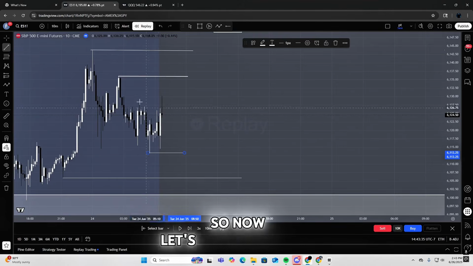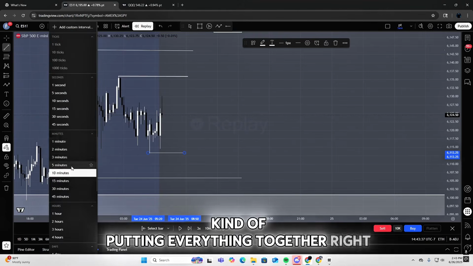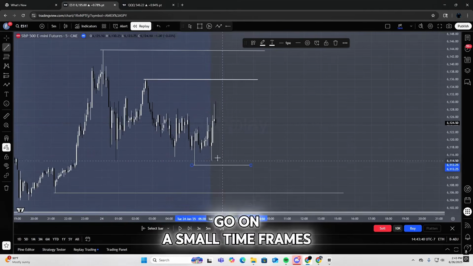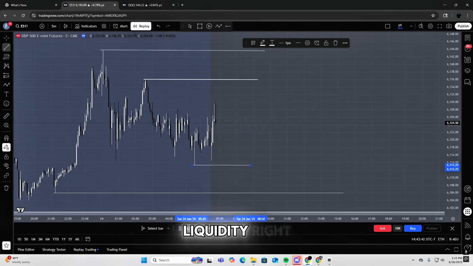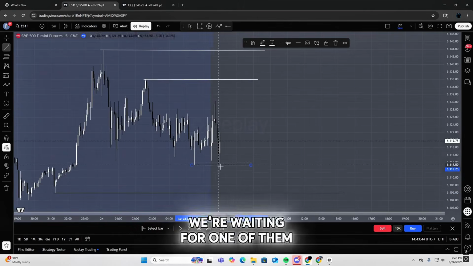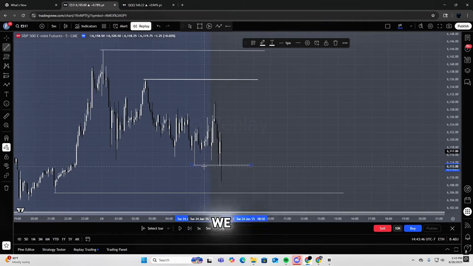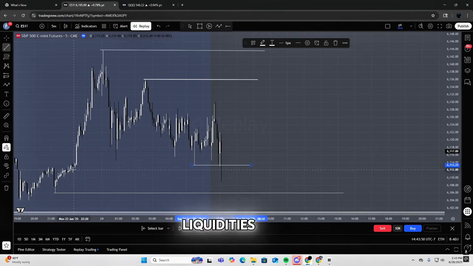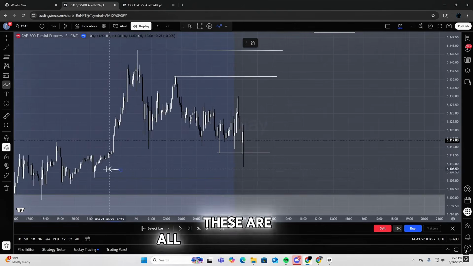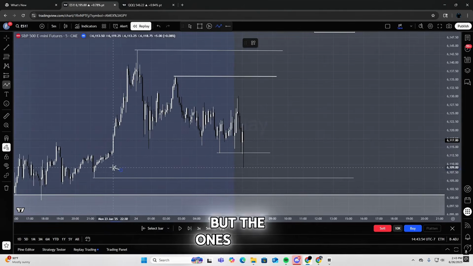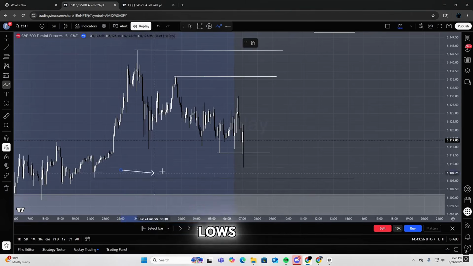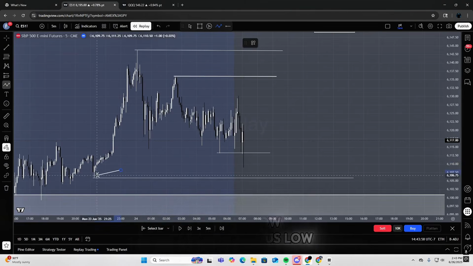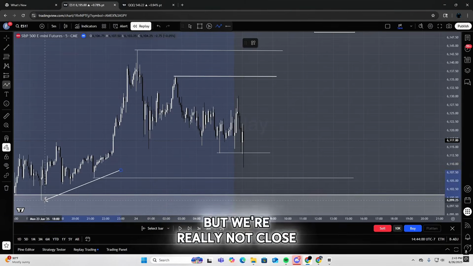All right, so now let's start putting everything together. Let's go on the small time frames. We already marked our draws on liquidity, so as of right now, we're waiting for one of them to get swept. Right here, we saw this liquidity get swept, and all these other liquidities right here also got swept. These are all draws on liquidity as well, but the ones I mark are the obvious lows. We have an obvious low here and an obvious low right here, and we also have another one right here, but we're really not close to that.